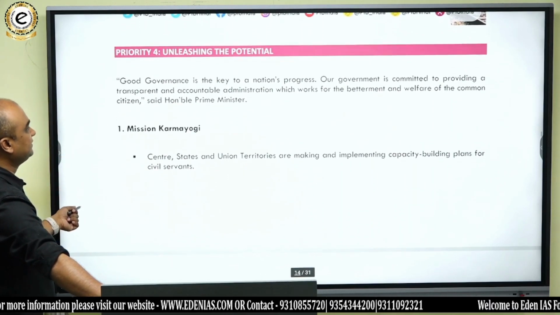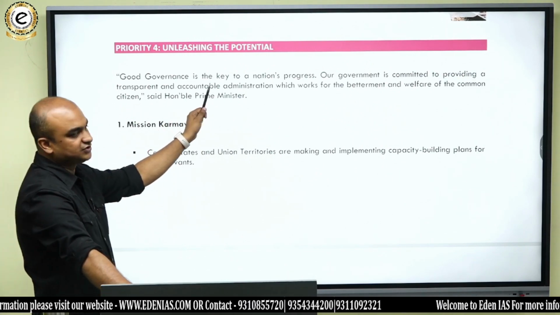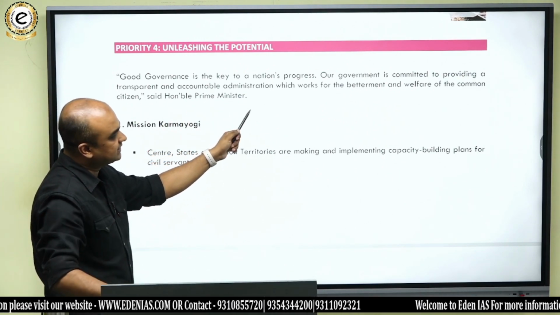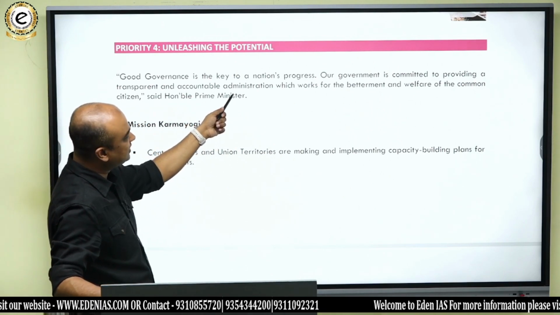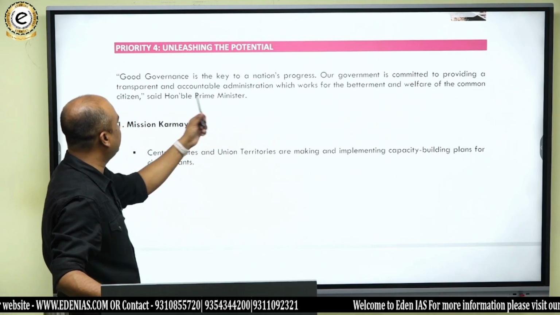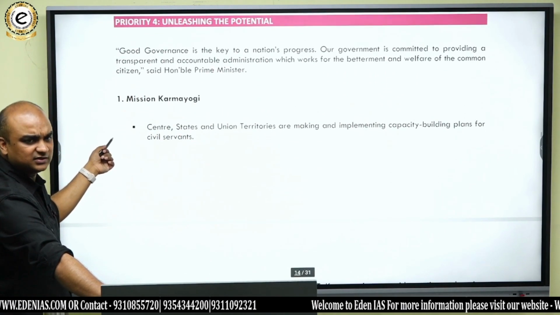Fourth priority, which is unleashing the potential. Good governance is the key to a nation's progress. Our government is committed to providing a transparent and accountable administration which works for the betterment and welfare of the common citizen, said the Honorable Prime Minister. So, Mission Karma Yogi for civil servants.